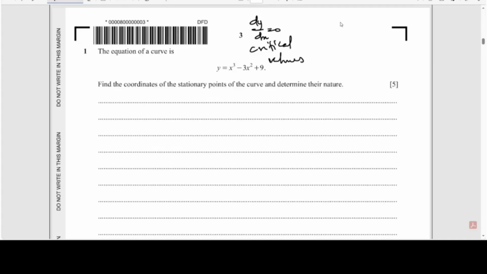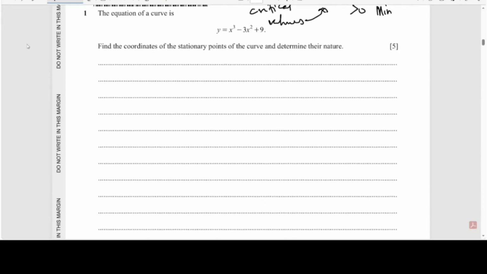And then to determine the nature, we find the second derivative and then substitute the critical values into the second derivative. If the answer is negative, that's less than 0, then the curve attains a maximum at that critical value. If the answer is greater than 0 or positive, then the curve attains a minimum at that critical value. So that's basically what we're going to do over here.